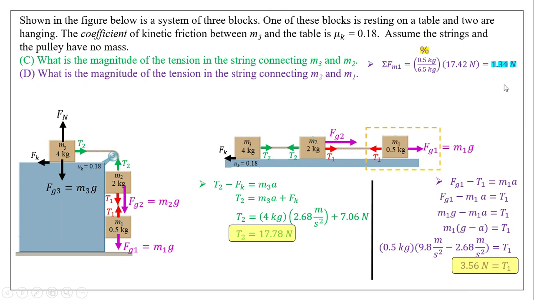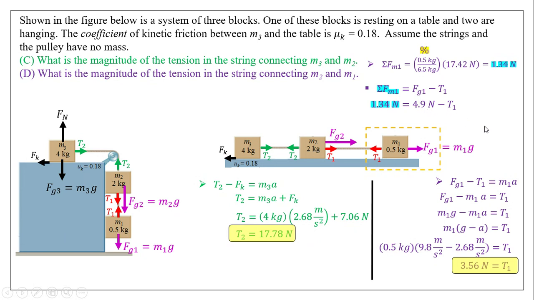Well, once you know net force on M1, you can make a statement that's true. The net force on M1 is simply F of G1, which is this arrow here, subtracted from T1, which is acting against M1. And here you know a bunch of values. We just found the net force on M1 is 1.34 by doing percentages. We know F of G1 is 4.9 because M1 is 0.5. 0.5 times 9.8 is 4.9. So that's where the 4.9 comes from.